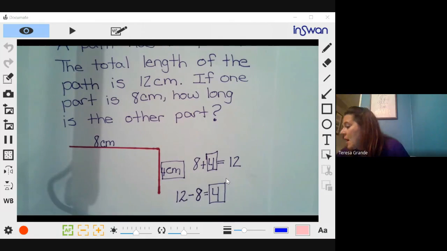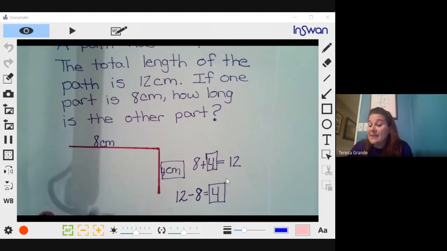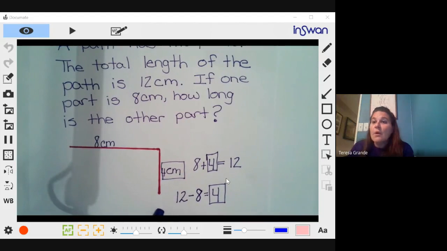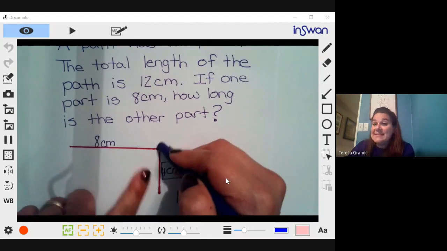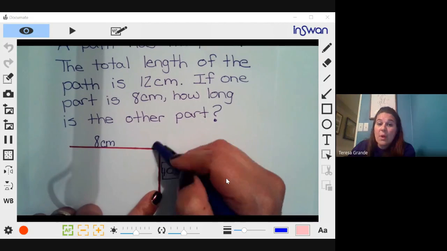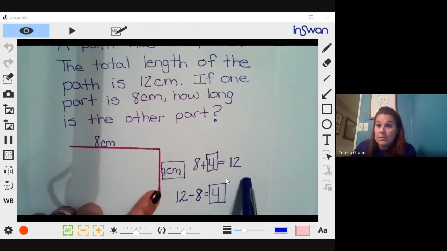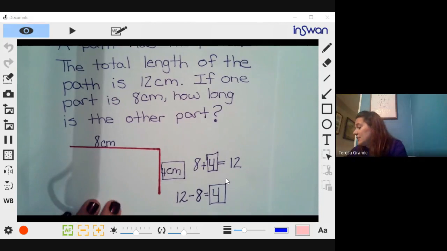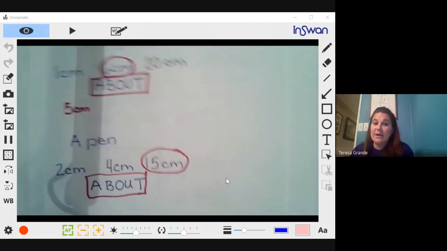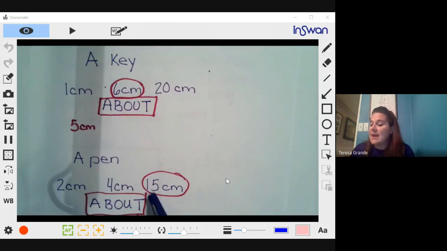Okay. All right, boys and girls, that is the end of this lesson. So in this lesson, we learned how to add lengths of paths together. We learned how to find missing measurements on one part of the path when we know the total. And we also learned a little bit on how to estimate the measurement of a few items like a key and a pen.